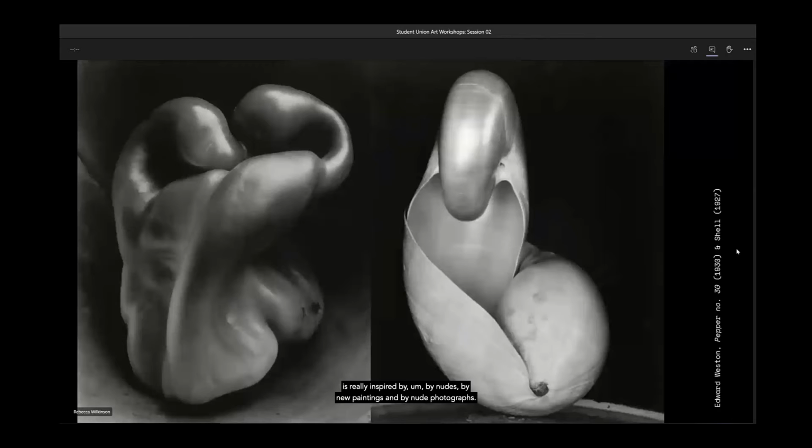that he is really inspired by nudes, by nude paintings and by nude photographs. And he's treating these non-human objects in a really tender and human way. You could see they're extremely corpulent, they're lit like they were human beings. So it's really interesting to think that you can take inspiration from a nude painting and take a photograph of a pepper and create something that's your own, and that's really beautiful.